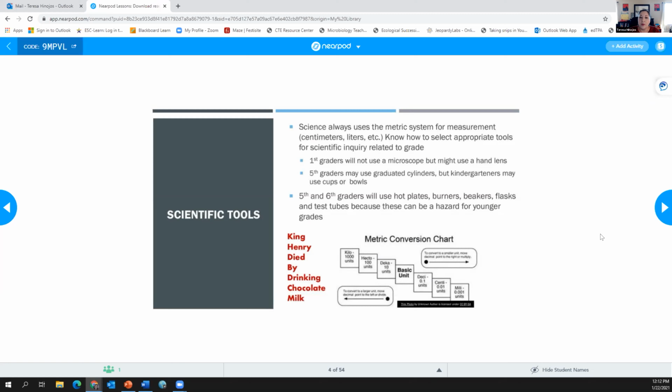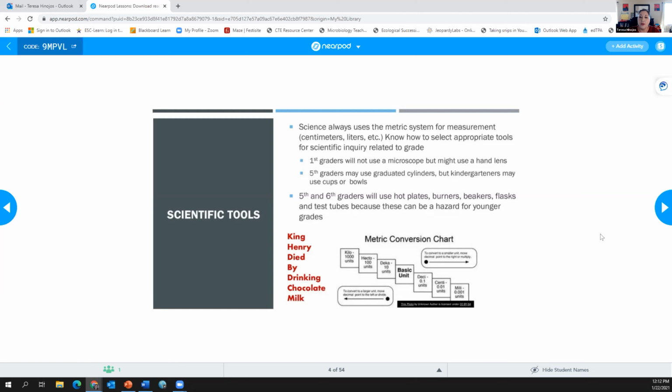So for example, first graders are not going to use a microscope, right? And one of the main reasons is because microscopes are really, really expensive. And so you want to make sure that the students understand how to use it and that they literally have the dexterity to be able to manipulate and handle them. So for them, they might be using a hand lens, like a magnifying glass. That would be something they would use.